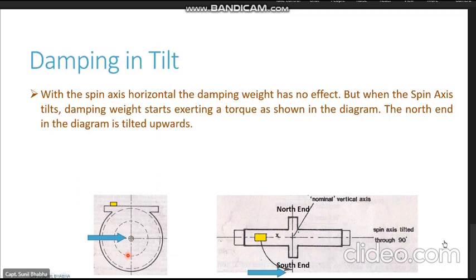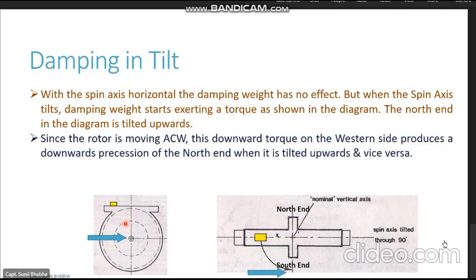Now we know our rotor is spinning in the anti-clockwise direction. Looking from the south end, it is spinning anti-clockwise. So let me show you the direction of the spin, and we will then see how this force actually moves the spin axis based on gyroscopic precession. This is the direction represented by the maroon color arrow in which our rotor is spinning. It is the anti-clockwise direction when viewed from the south end.